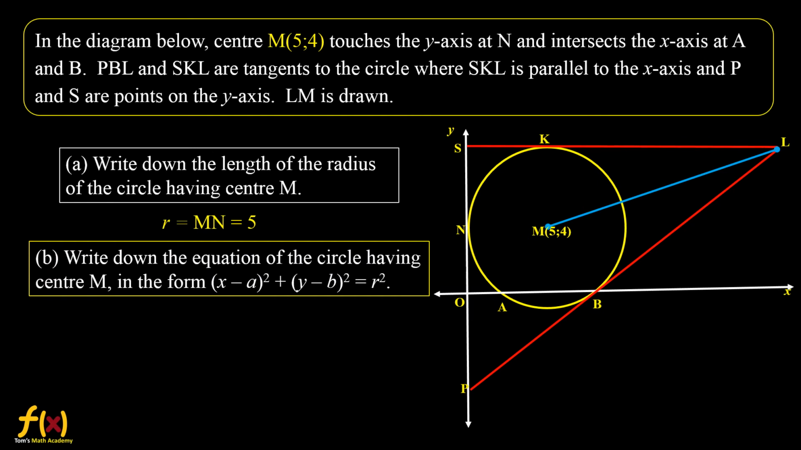Question B, write down the equation of the circle now. We have the radius and the center. So nothing new here: (x - 5)² + (y - 4)² = 25.